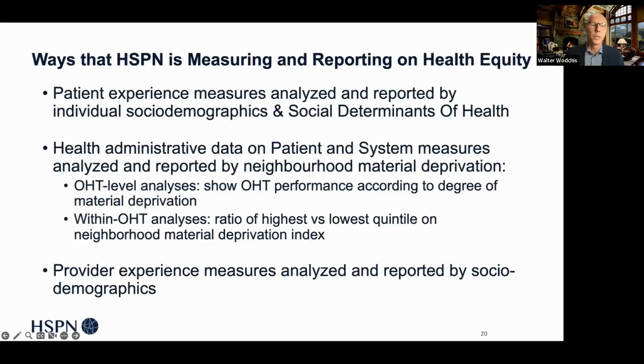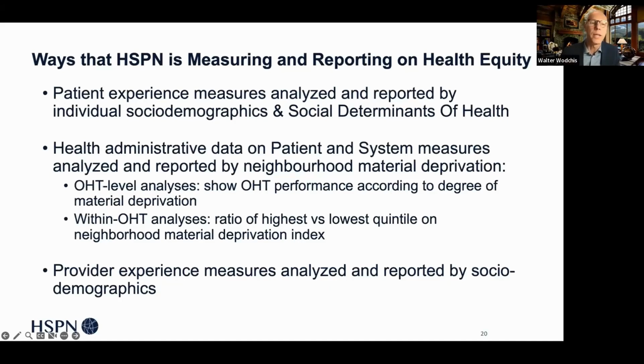So let's talk a little bit about how we're doing this. One of the spaces is to say that patient experience measures are analyzed using individual social demographics and social determinants of health. And I'll show how that is. But because we are collecting data right from the individuals, we can have that information. We can ask them things about themselves. And I think it can be quite enlightening when we do that.